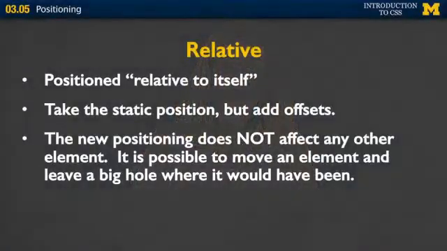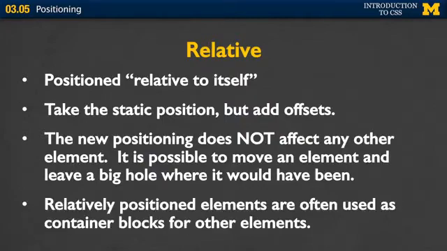It's basically very similar to the static position, but now you get to add these offsets. The new positioning, the new place that we put the element, is not going to affect any of its neighbors. Instead, what it may do is kind of leave holes where the browser thought it should have been in the first place. Usually, relatively positioned elements are used as containers or blocks for other elements. So let me just show you another quick example here. Turn this on.